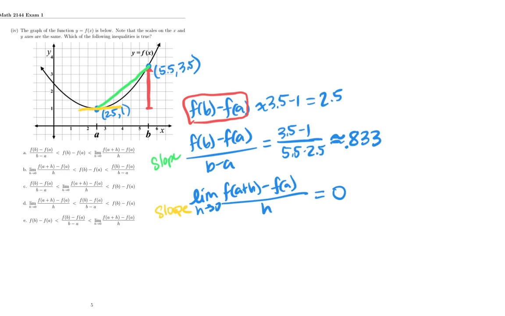Okay, so now I want to put them in order. So it looks like the smallest one is this one with the limit, and then the next smallest one, so I can X out those two. The next smallest one is the slope of the secant line, and then the change in y. So the correct answer is D there.